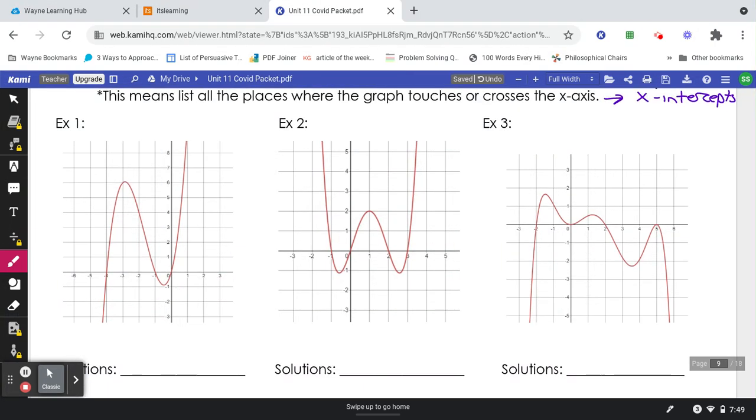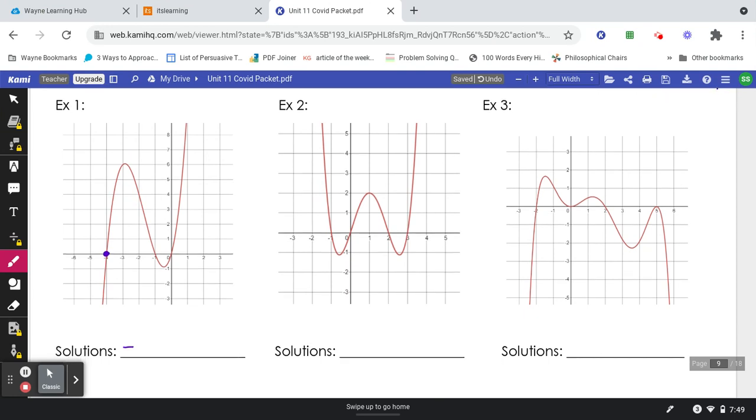So for example number 1, I can see that it crosses right there at -4. Crosses right here at -1, and again right here at 0. So my solutions are -4, -1, and 0. For example number 2, crosses at -1, crosses at 0, crosses at 2, and it crosses at 3. So that one has 4 solutions.